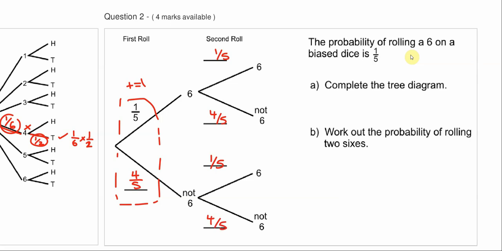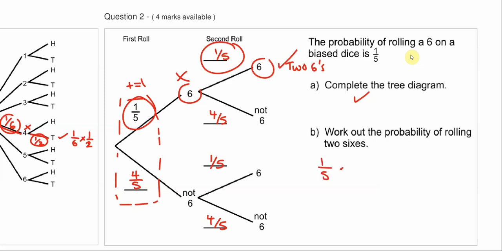They aren't dependent on each other. That's why we call them independent tree diagrams. So it doesn't matter what happens here. It's the same probability on the second go round. So we've done that. Probability of rolling 2 6s, well, that would be this and this. So we need to do 1/5 times by 1/5. So this is 2 6s. That would be 1/25. So that's our probability of rolling 2 6s.